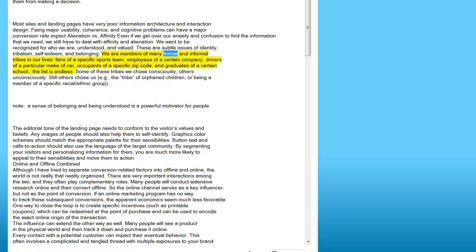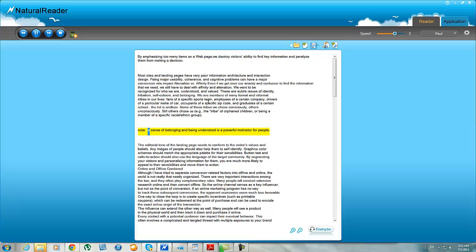We are members of many formal and informal tribes in our lives: fans of a specific sports team, employees of a certain company, drivers of a particular make of car, occupants of a specific zip code, and graduates of a certain school. The list is endless. Some of these tribes we chose consciously, others unconsciously. Still others chose us, e.g., the tribe of orphan children, or being a member of a specific racial or ethnic group. Note, a sense of belonging and being understood is a powerful motivator for people.